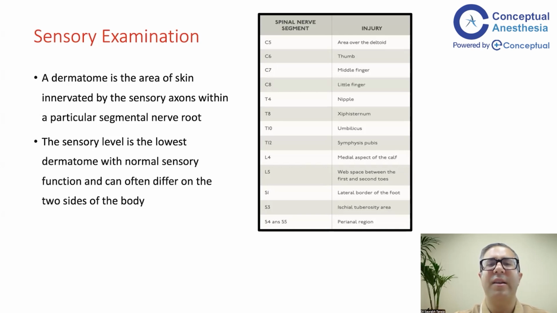Commonly remembered spinal nerve segments, which even come in multiple choice questions: C5 is the area over the deltoid, C6 is the thumb, C7 is the middle finger, C8 is the little finger, T4 is the area around the nipple, T8 is the xiphisternum, T10 is the umbilicus, T12 is the symphysis pubis, L4 is the medial aspect of the calf, L5 is the web space between the first and the second toes. S1 is the lateral border of the foot, S3 is the ischial tuberosity area, and S4 and S5 is the perianal region.